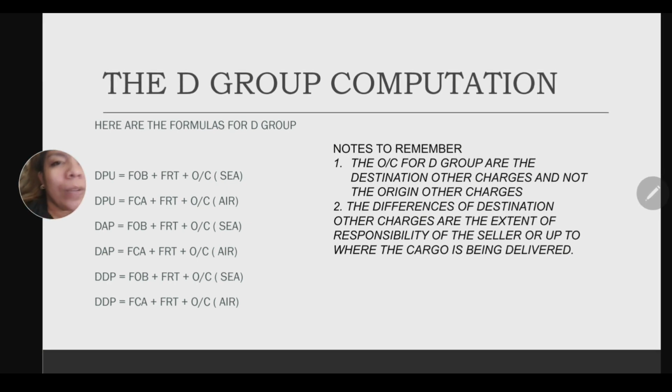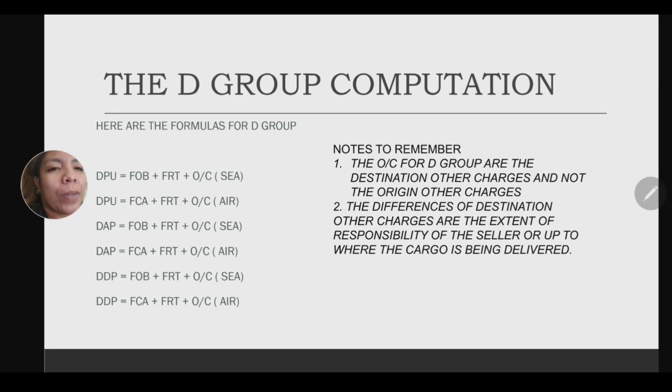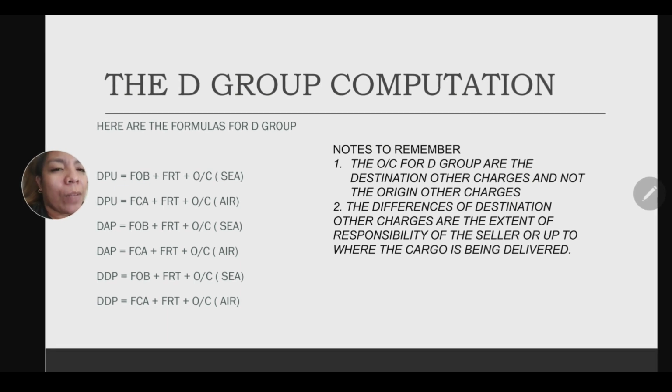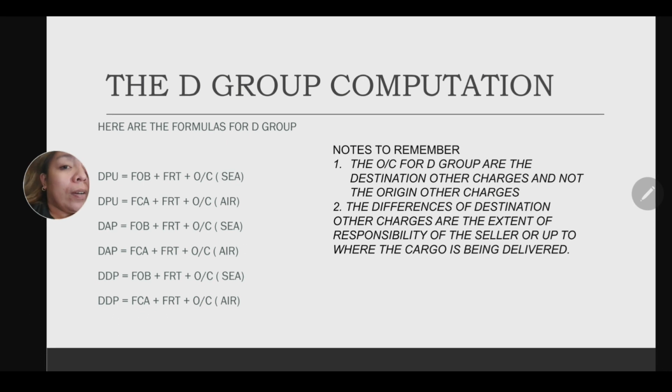Okay, so for the DPU, we have FOB plus freight plus other charges for our sea shipment, and for our air shipment, it will be FCA plus freight plus other charges. For our DAP, the formula is FOB plus freight plus other charges for sea shipment, and if it's an air shipment, it will be FCA plus freight plus other charges. And the formula for the DDP is equal to FOB plus freight plus other charges if it's a sea shipment, and FCA plus freight plus other charges if it is an air shipment.